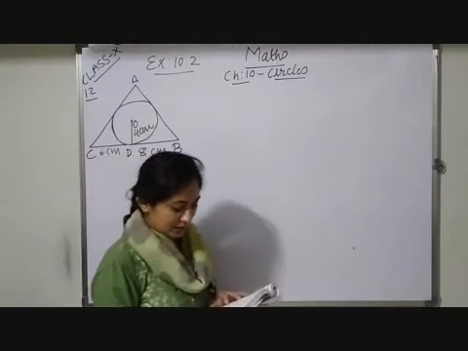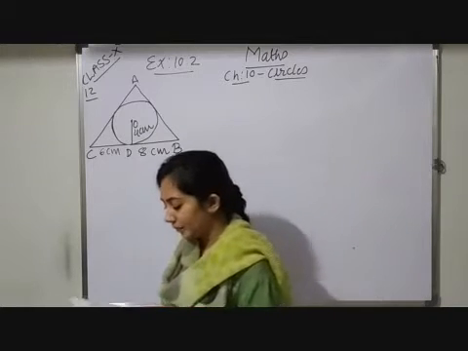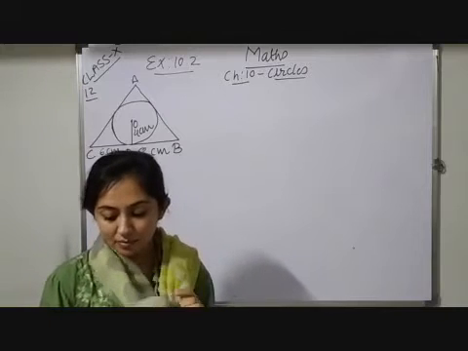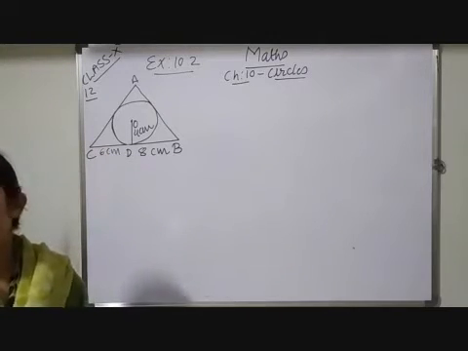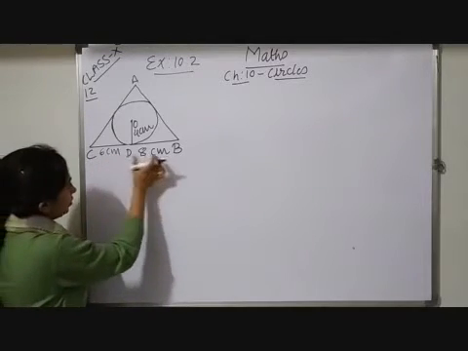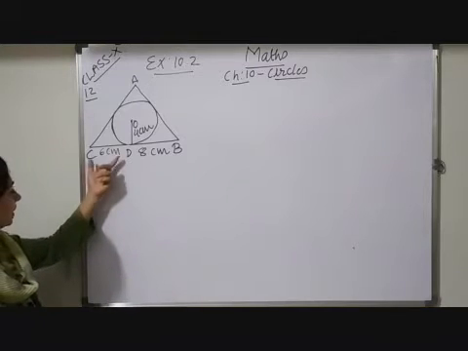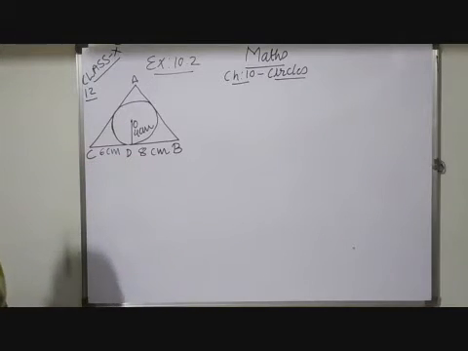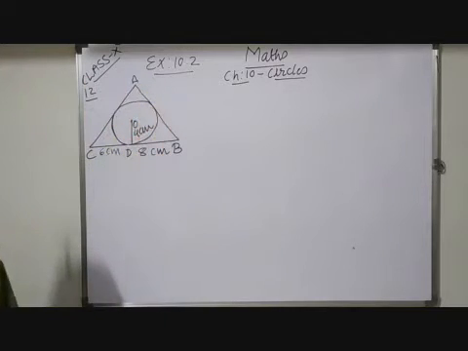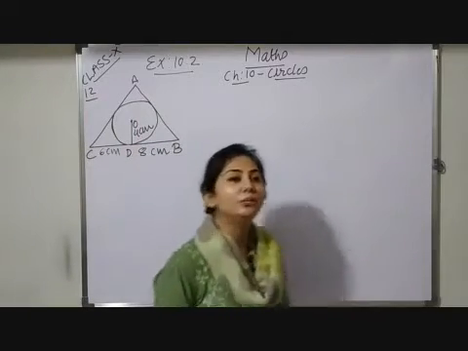Now here it is given BD and CD divided into lengths of 8 cm and 6 cm respectively. Find out the length of side AB and AC. Now here these two arms are divided by this point of contact D into measurements 6 cm and 8 cm, and here I have to find out the length of AC and AB. Now how to find it? Quite a lengthy question. Try to understand this question properly.